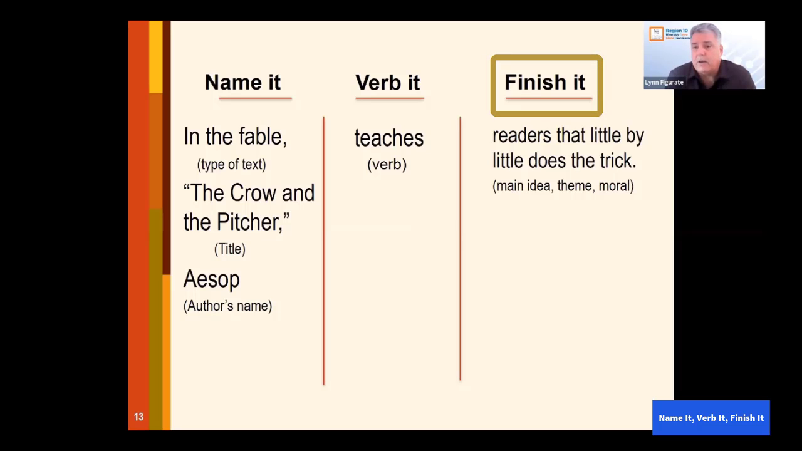If it's RI, if it's an informational passage, we can do the main idea. If the reading is narrative, we can do the theme. In this case, in a fable, you have the moral. So that Finish It piece is really to give, what is this mainly about? You can see it all here in one sentence in the fable, The Crow and the Pitcher. Aesop teaches readers that little by little does the trick. So we want to have all of those together and teach that strategy.